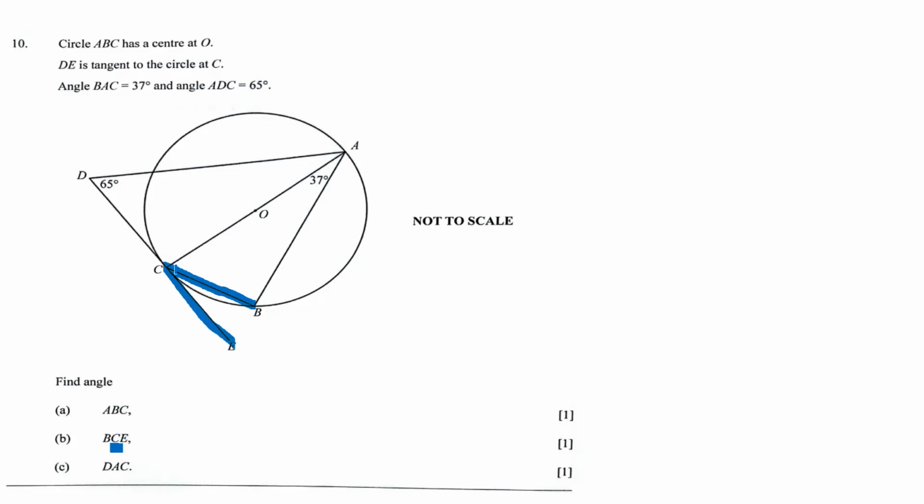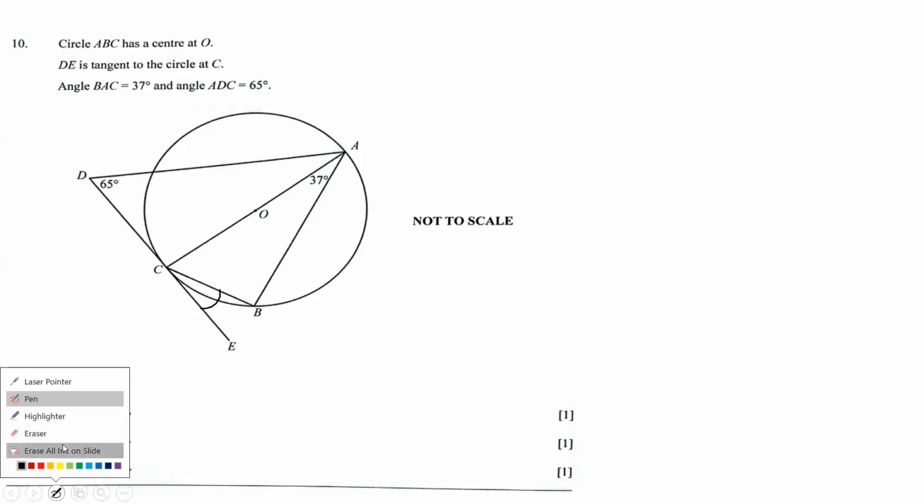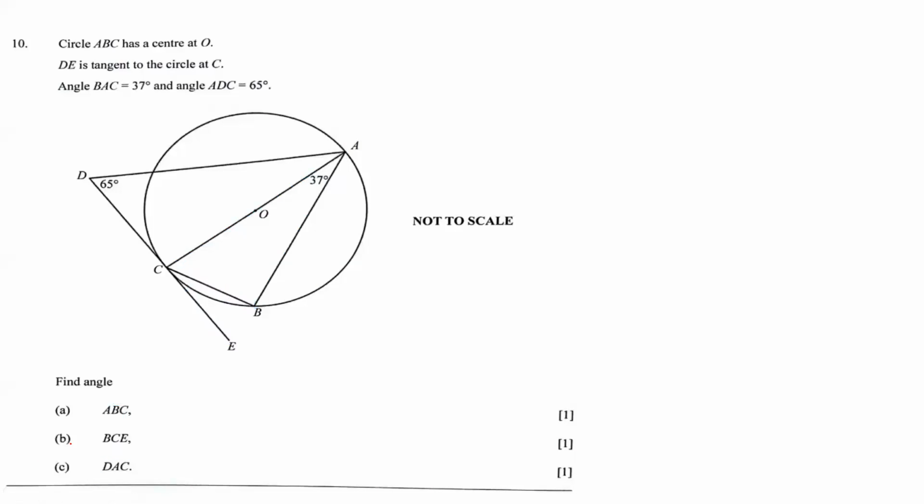We want angle BCE. Now notice carefully that they actually want the angle in the middle. So the angle in the middle is going to be C. So they want to figure out the measurement of this angle right there. Angle BCE, right? So they want us to figure out what is the measurement of this angle right there, right?